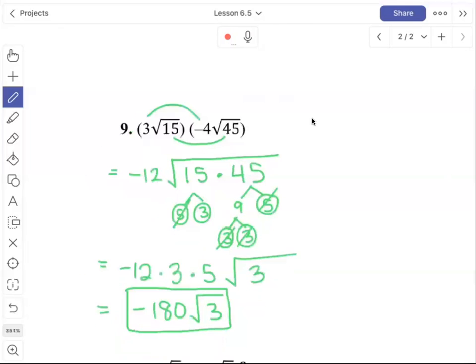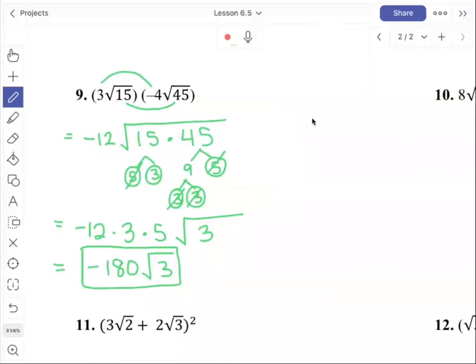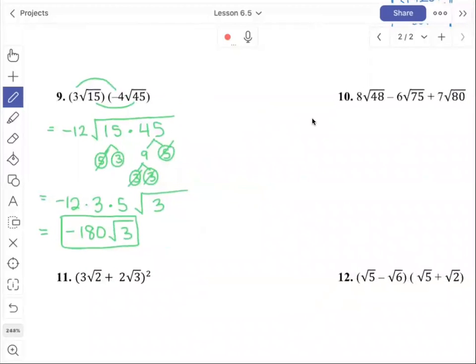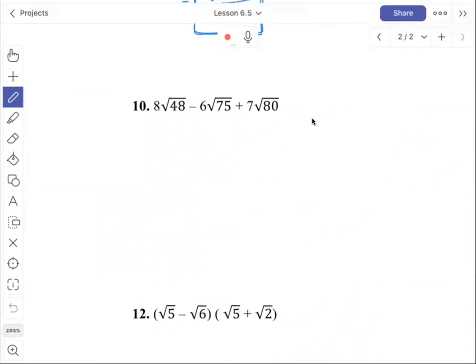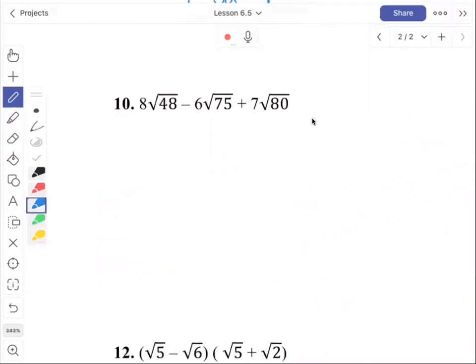All right. Sorry, I know I'm going a little quicker just because I can see we are running low on time. So if you guys do have questions, pop them in the chat. I'll be happy to go back to a problem, okay? All right, number 10. Let's go ahead and simplify those radicals.